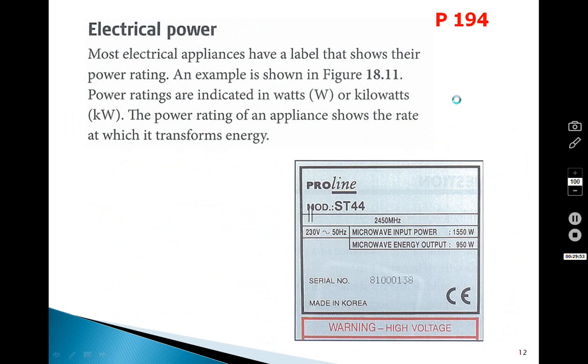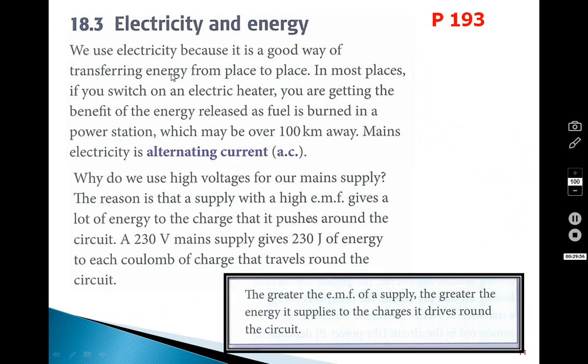Okay, now we will move to another topic. This topic is electricity and energy. What's the relation between electricity and energy? This topic is on page 193.